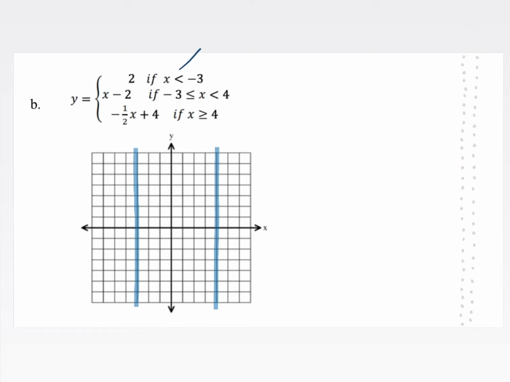Again, since x is less than negative 3, we're going to have an open circle. Now remember, this is y equals all of those values. So this is y equals 2. This is really just a horizontal line with an open circle. So horizontal line, y equals 2. If we wanted to start where y equals 2, it would be right here and it would go all the way. However, this is only when x is less than negative 3.